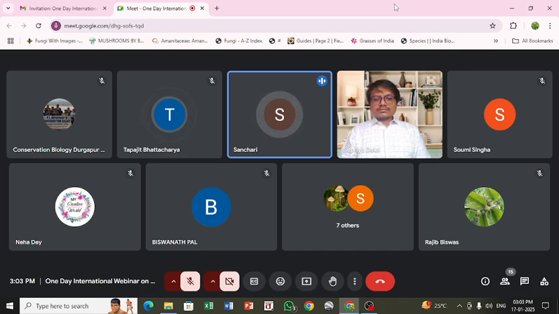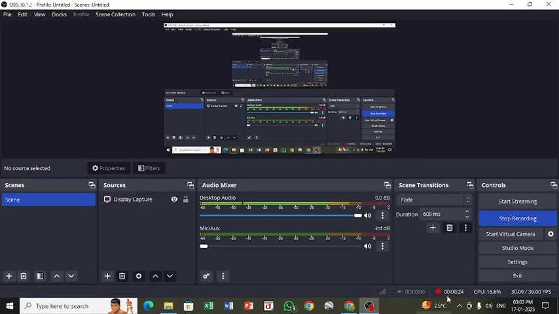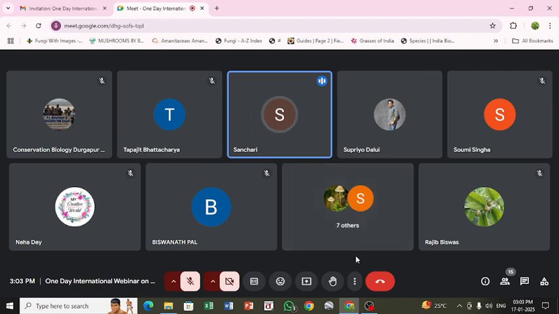I'm delighted to welcome you all to this one-day international webinar on molecular genetic approaches in wildlife conservation, organized by the Department of Conservation Biology in collaboration with the Internal Quality Assurance Cell, Durgapur Government College. This webinar brings together a platform to discuss the advancements in molecular genetics and their pivotal role in safeguarding the planet's precious wildlife. The topic also extends its potential in addressing the critical challenges faced in wildlife.